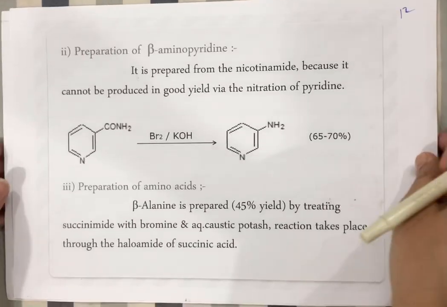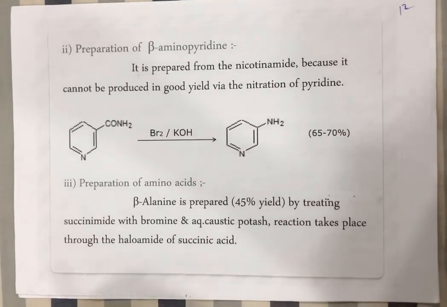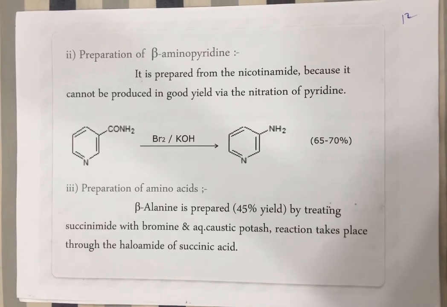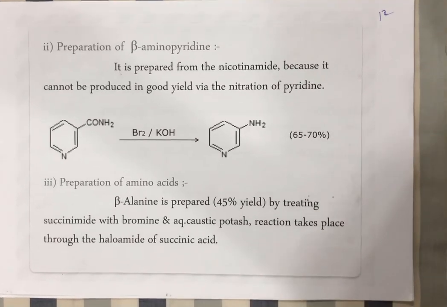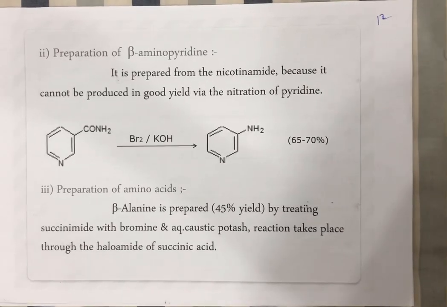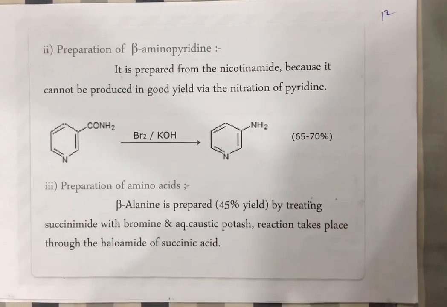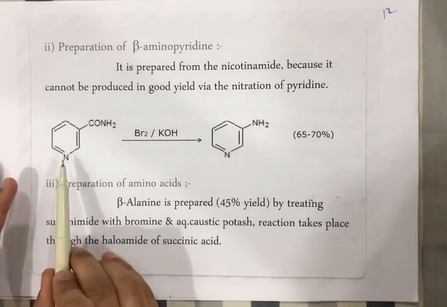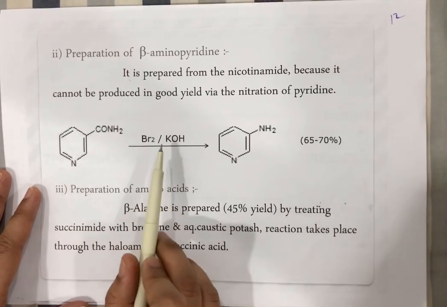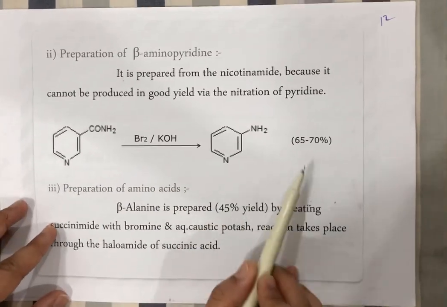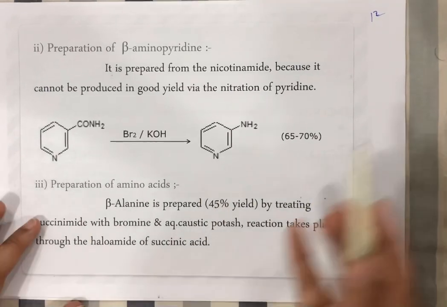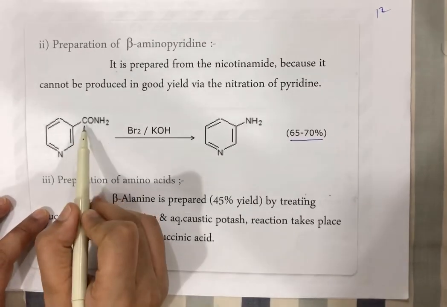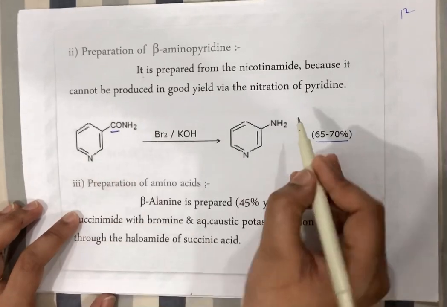Next, preparation of beta amino pyridine. It is prepared from nicotinamide because it cannot be produced in good yield via nitration of pyridine. When we do nitration of pyridine, it is very difficult. So we prepare it from nicotinamide. When nicotinamide reacts with bromine water in the presence of alkali, it converts into beta amino pyridine. But the yield is only 60 to 70%. You can see only the C double bond O group is removed.